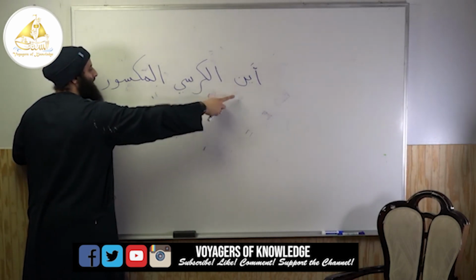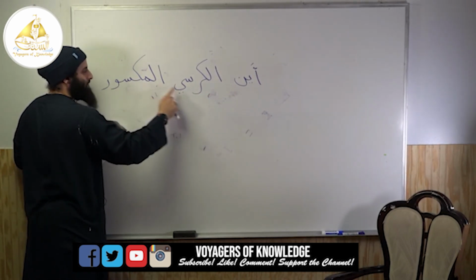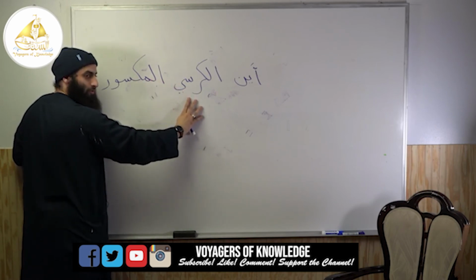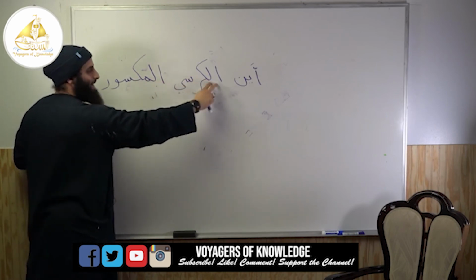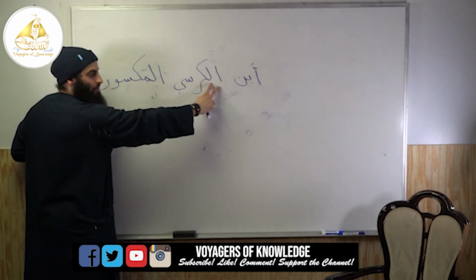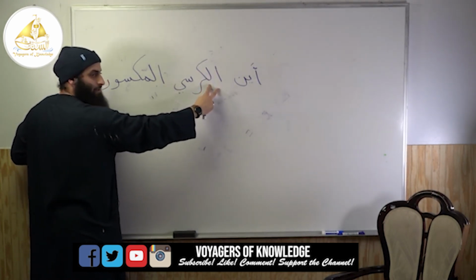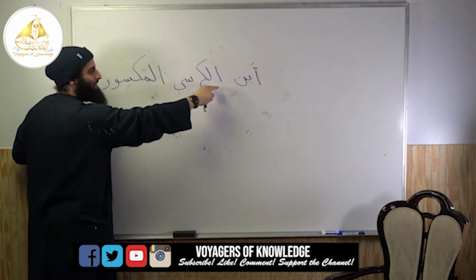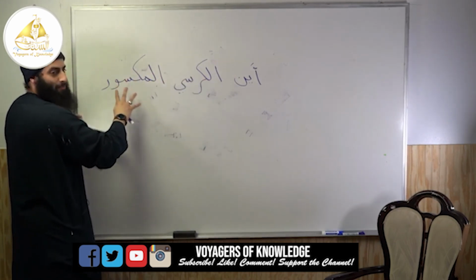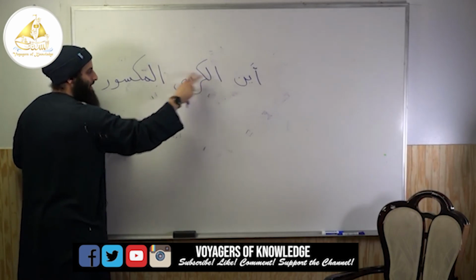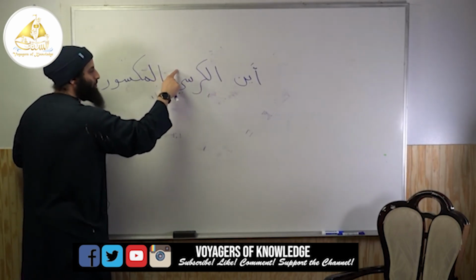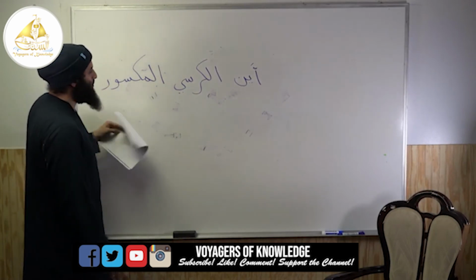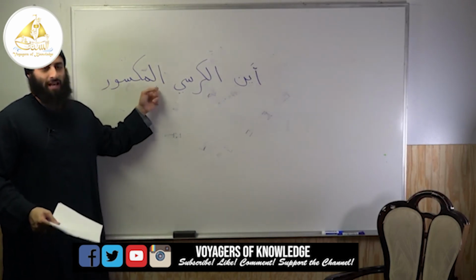Where is the broken chair? This is the na'at, this is the man'ut. You look at the man'ut, the thing you are describing, and the na'at has to copy it. So if al is here, al needs to be there. If this is al-kursiyu, this needs to be al-maksuru. It was just this L that was missing.